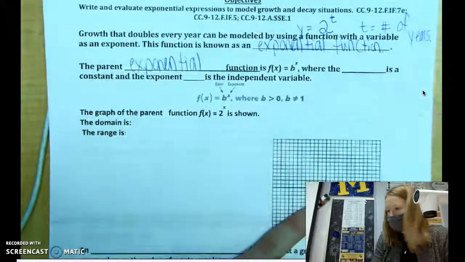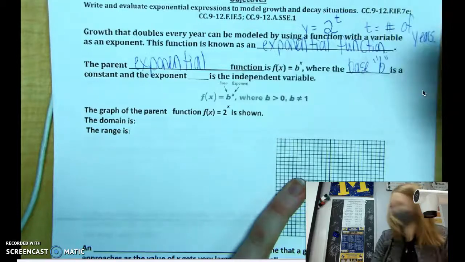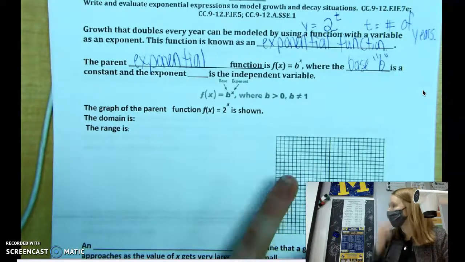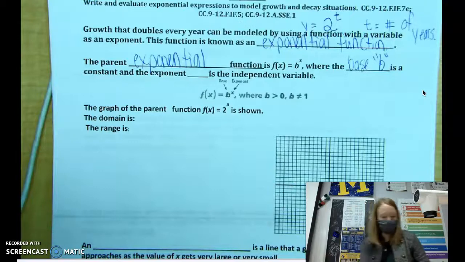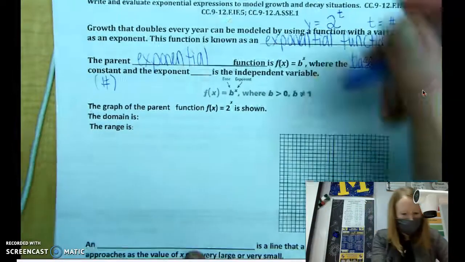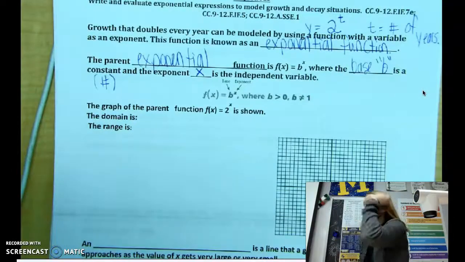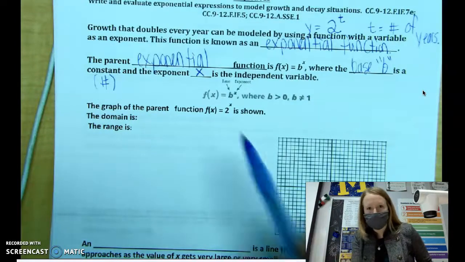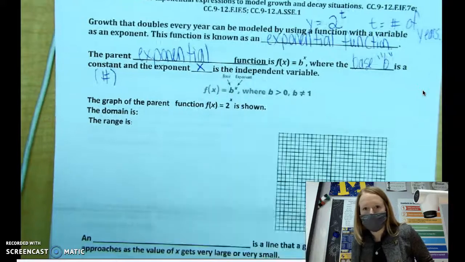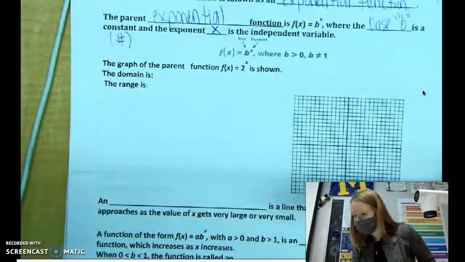Anyway, the parent exponential function is b to the x power, where the base is b. And that's usually a constant, meaning just like a number. A constant just means a number. And the exponent x is the independent variable. So that should hopefully make sense. So once you have your function f of x equals b to the x power, then it says the graph of the parent function 2 to the x power is shown.